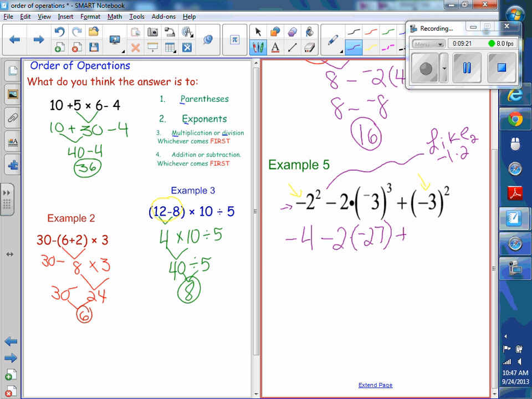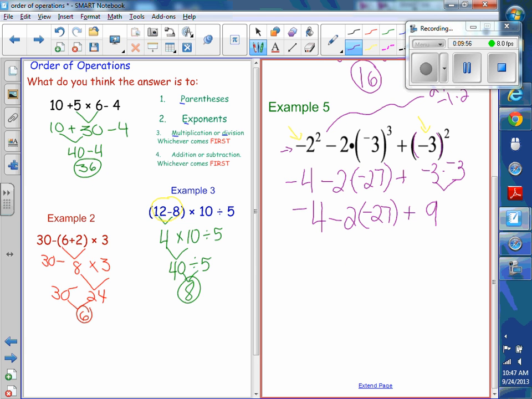And then what about this one, Alex? It's going to be negative 9. This is negative 3 times negative 3. Because there's parentheses right here. What's negative 3 times negative 3? Negative, 9. It's positive. So now we have negative 4 minus 2 times negative 27 plus 9. Does that make sense?